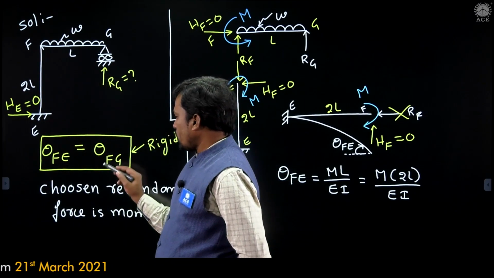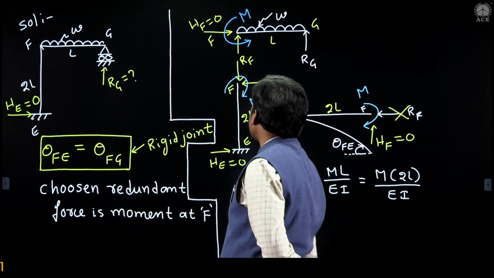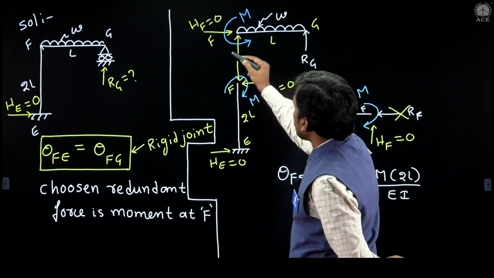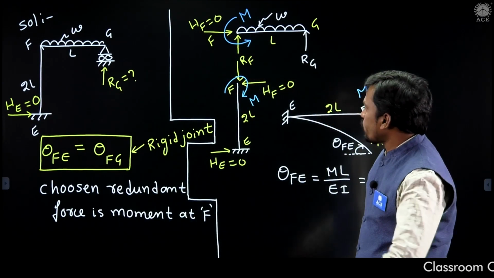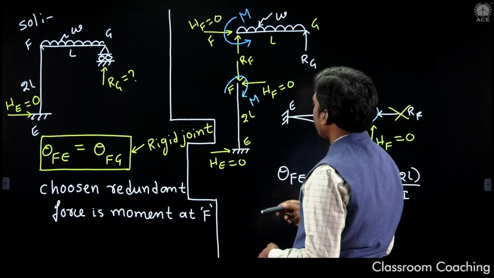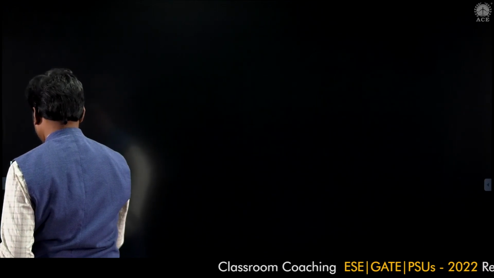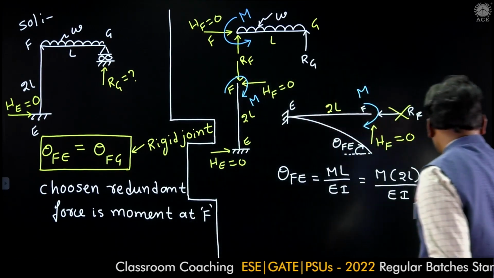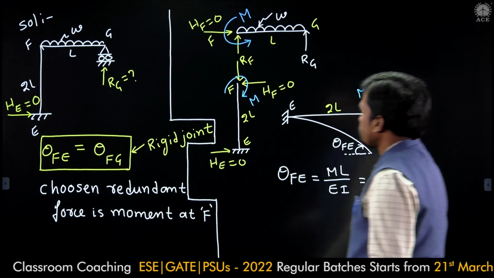Similarly, find the rotation in member FG. Member FG means we have to consider this diagram separately. Now I'll draw this free body diagram separately. Rotation of member FG. First note this down.